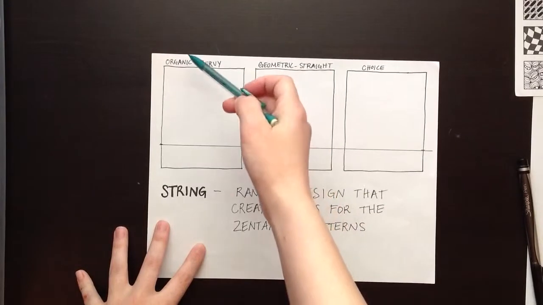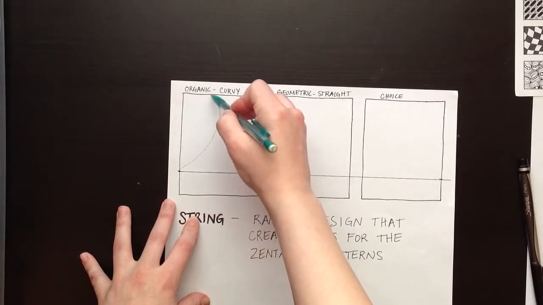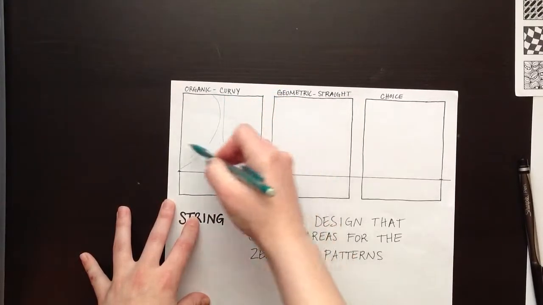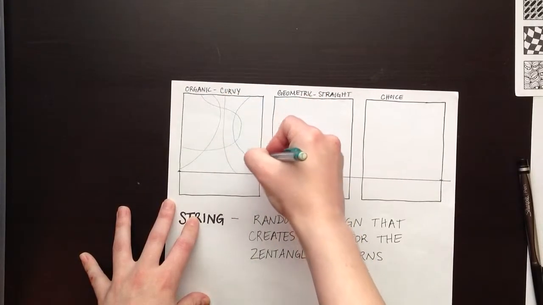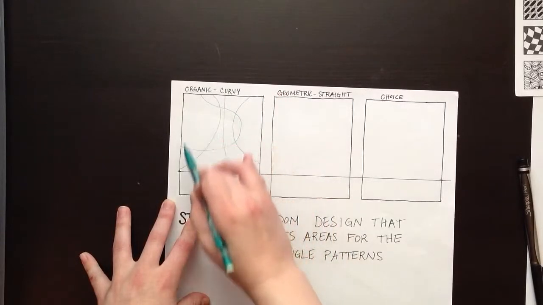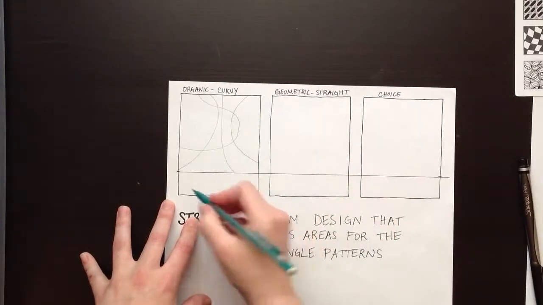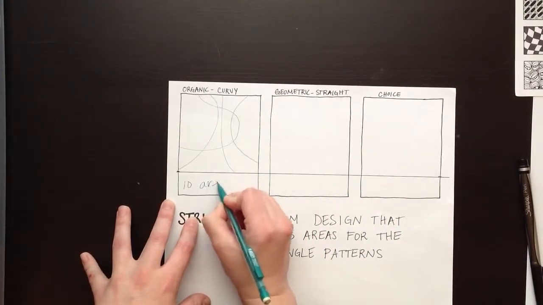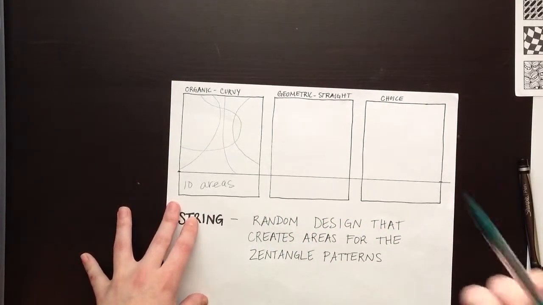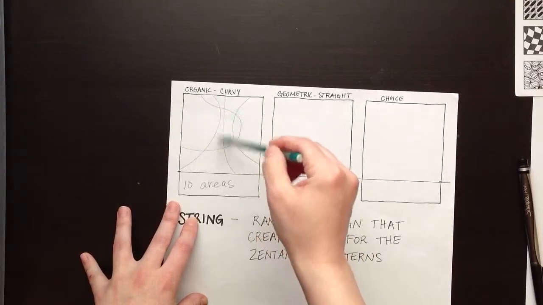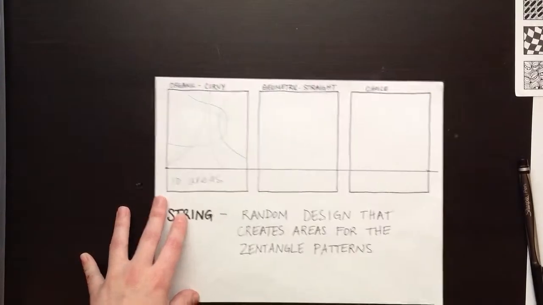So, for the first one, organic, it's going to be curvy lines, and your string just needs to be something simple, because you want to create those areas, these little area shapes that you're going to put different patterns in. And remember, when you're creating your sketch, you want to make sure you have at least 10 areas, because you're going to have at least 10 Zentangle patterns in your final design. So if you want to count 1, 2, 3, 4, 5, 6, 7, 8, 9, 10, 11, okay, I definitely have 10. So that's my first sketch of organic lines.